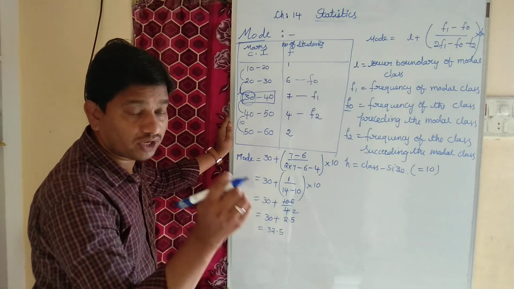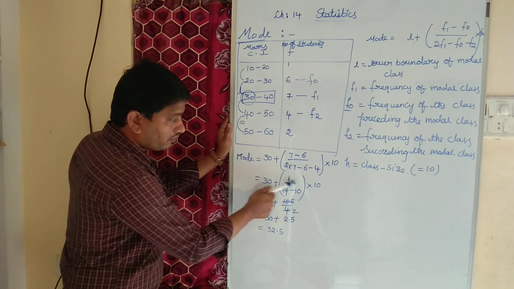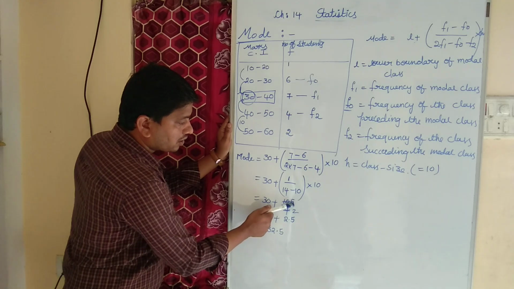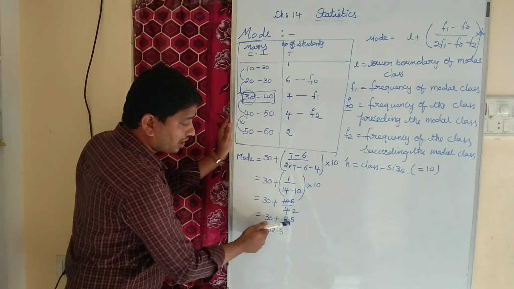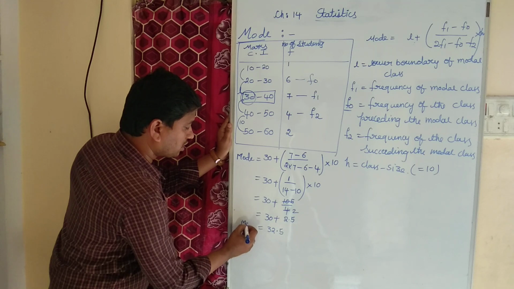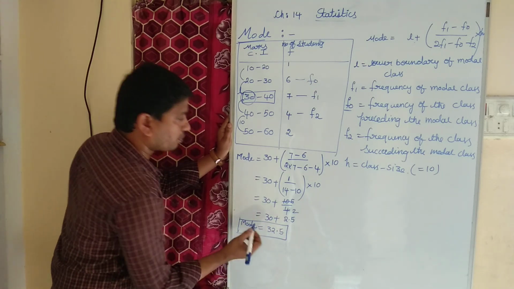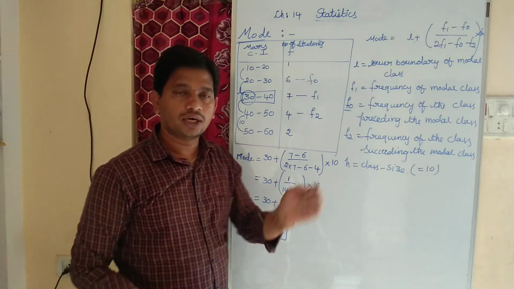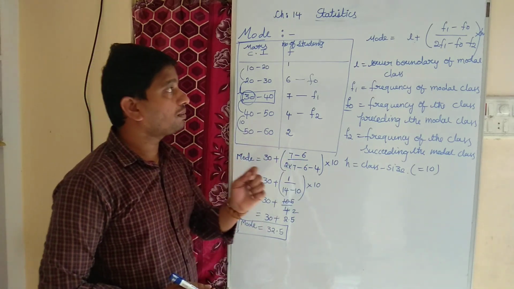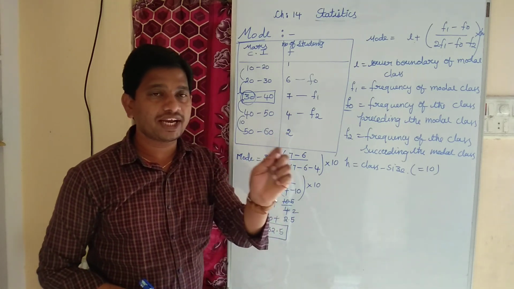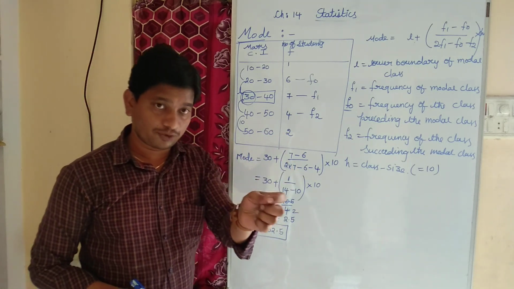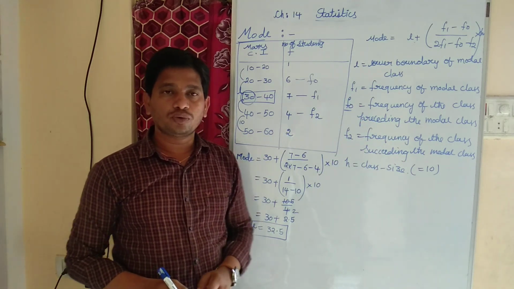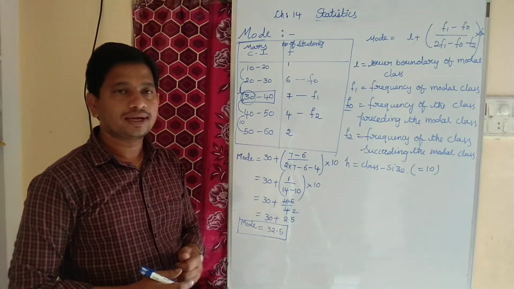So children, be careful when we are doing calculations. Here 1 into 10 is 10, by 14 minus 10 is 4, 2 twos are 4, 2 fives are 10. So 5 by 2 is 2.5. So 30 plus 2.5 is 32.5. So what is the mode of the given data, children? Mode is 32.5. This is the procedure to find the mode of the given data. Right, children? So the mode formula is L plus (F1 minus F0) by (2F1 minus F0 minus F2) into H. I think this terminology and the procedure are crystal clear to you.